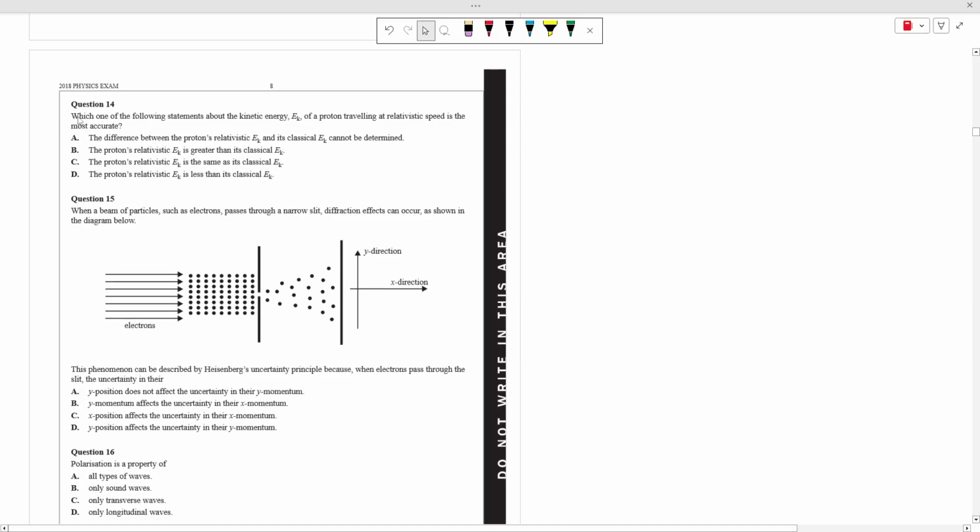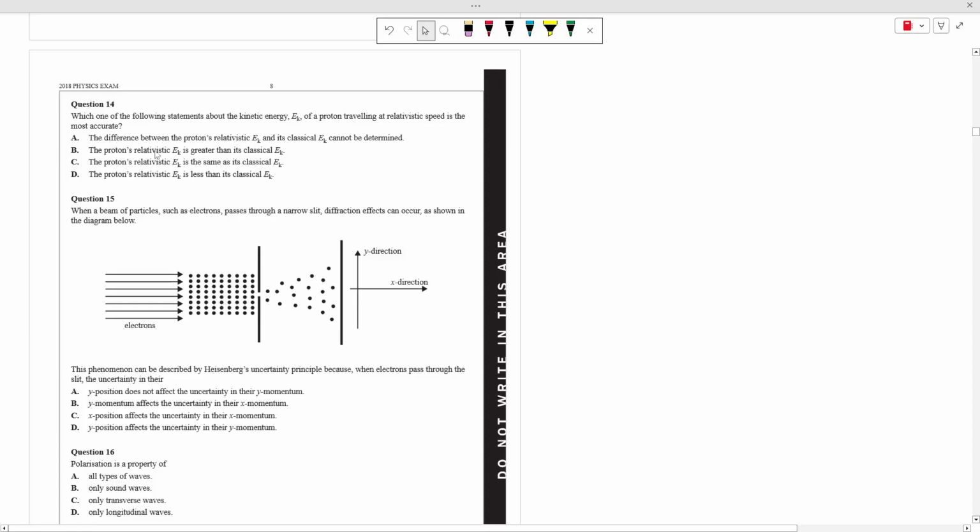Question 14. Which one of the following statements about the kinetic energy EK of a proton traveling at relativistic speed is the most accurate? Alright, so let's just have a read and think about what each one means and its merits. So the difference between the proton's relativistic kinetic energy and its classical kinetic energy cannot be determined. Well, I mean, if it's talking about like numerical difference, well, that's wrong because we've got formulas that allow us to calculate those two things. So I don't think it's A.